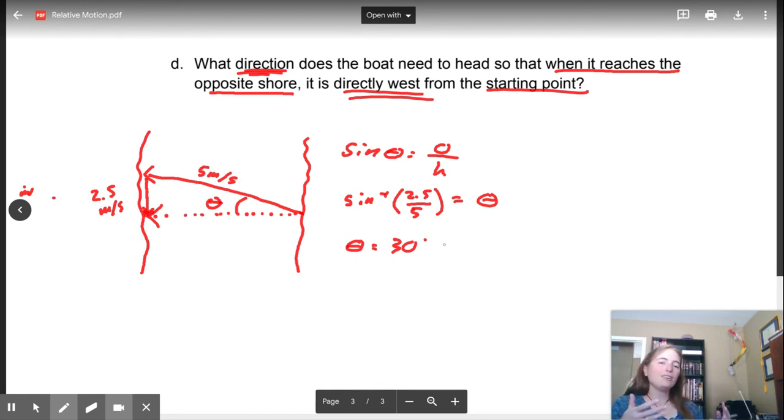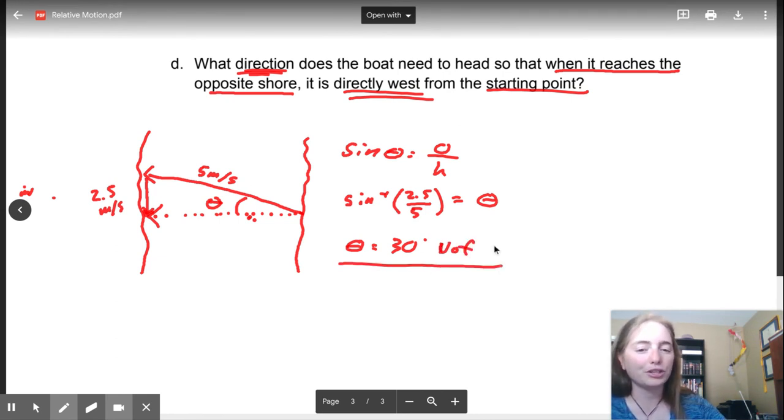Now, I did not specifically say relative to the shore. This 30 happens to be in appropriate sig digs already. So because I didn't say what reference I wanted, pick a reference. Well, here's the west line. And in order to reach there, we have to go north. So it's north of the west line. So 30 degrees north of west.